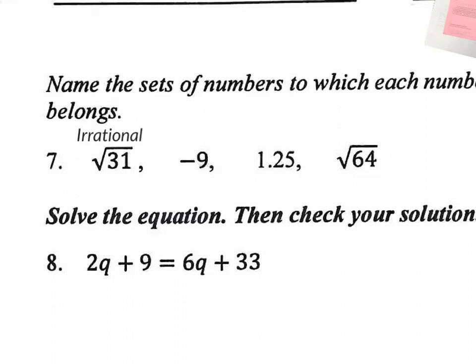Irrational, right? The square root of 31 is irrational. So could we give it any other name? Like, does it belong to any other group? Yeah, you could say it's real, right? It's definitely a real number. All of these numbers are real. But irrational is the most important, and of course it is real as well, because all the numbers that we've talked about are real.